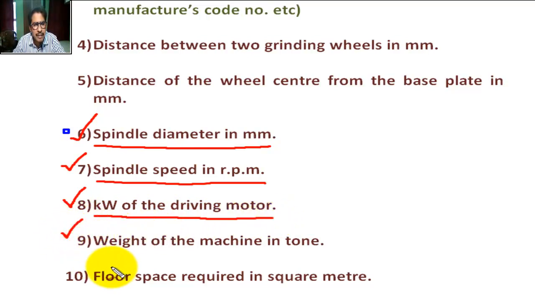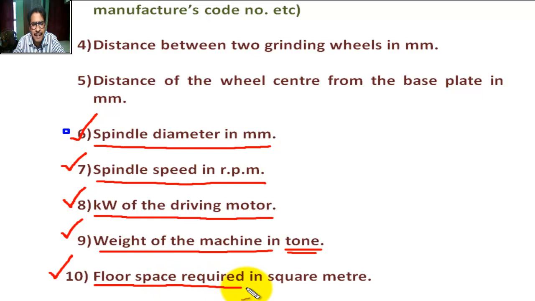Number 9, weight of the machine in ton. Okay. Number 10, floor space required in square meter. All of these are specifications of grinding machines. Okay, thank you.